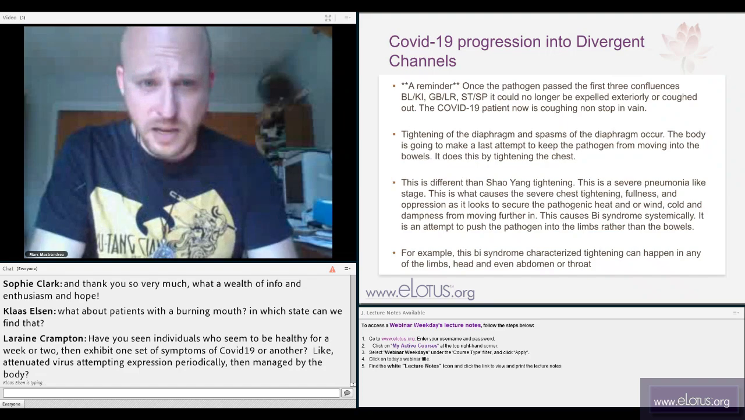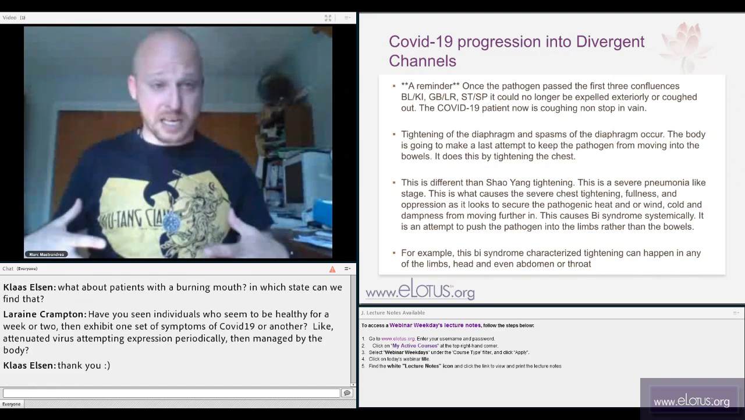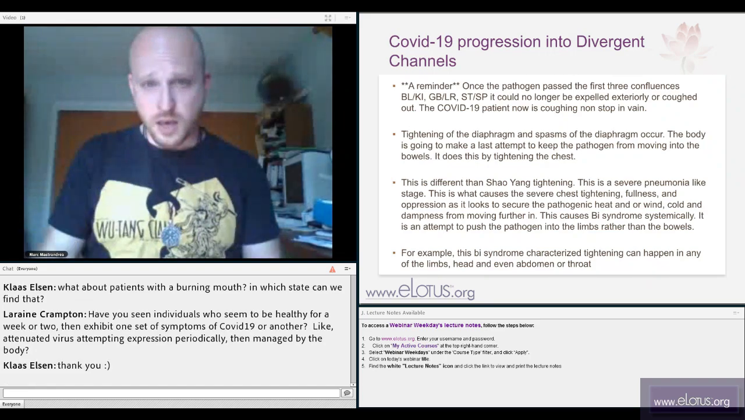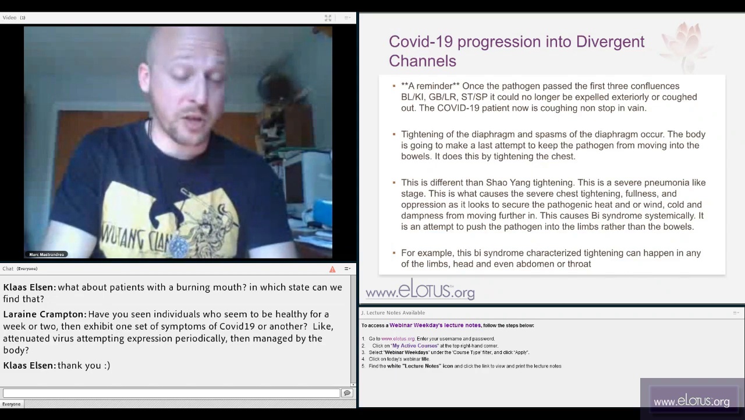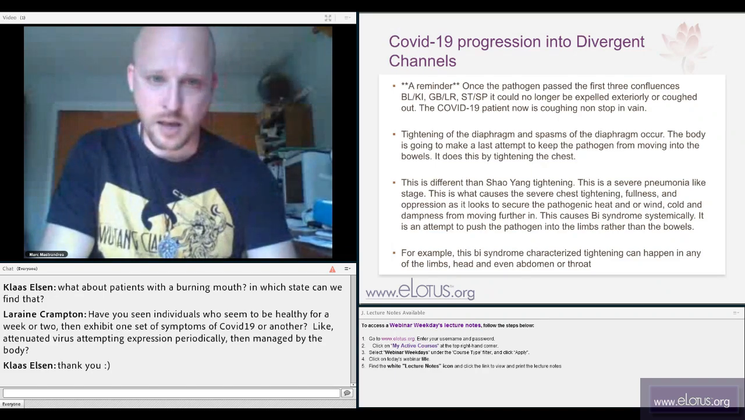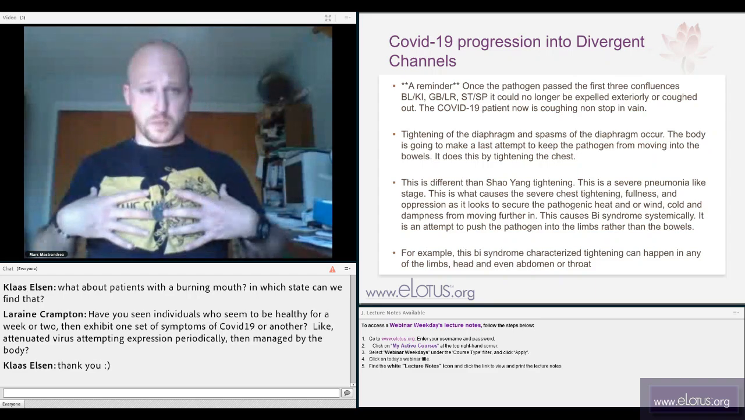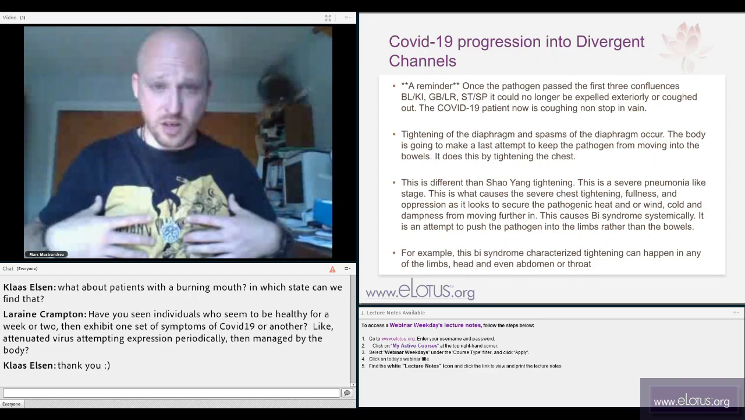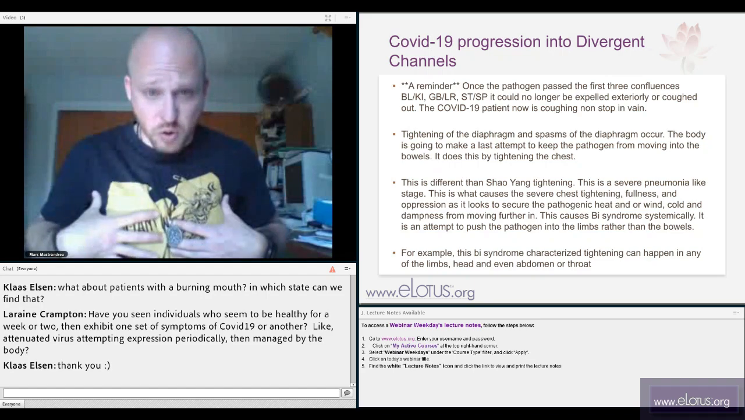So now this is different. This idea of this tightening is different than a Xiaoyang tightening, right? In this case, you have a severe pneumonia stage. That's not Xiaoyang. And this is what causes that severe chest pain in those acute pneumonia stages when they're in the lung, large intestine. They're so, so tight.